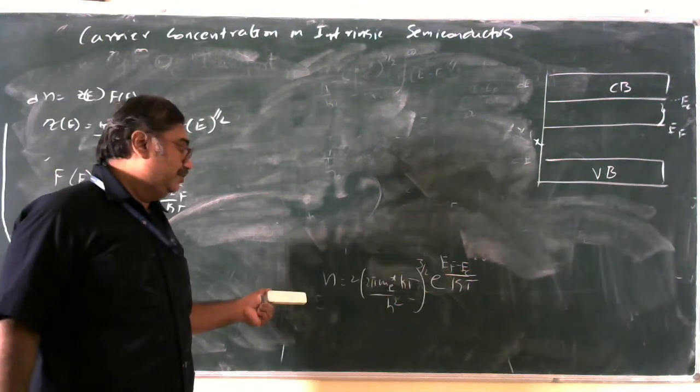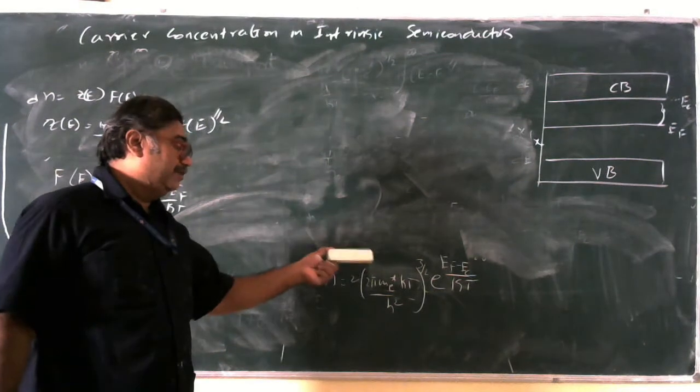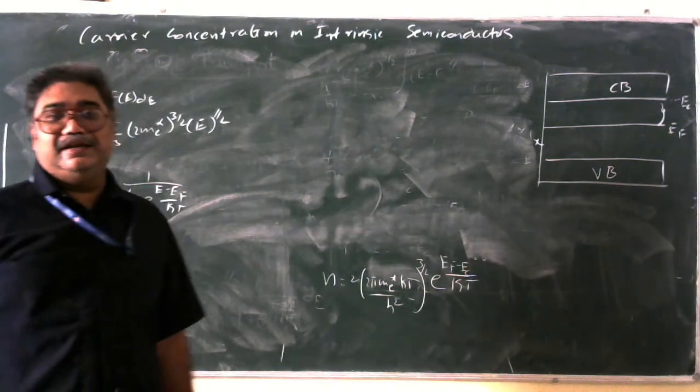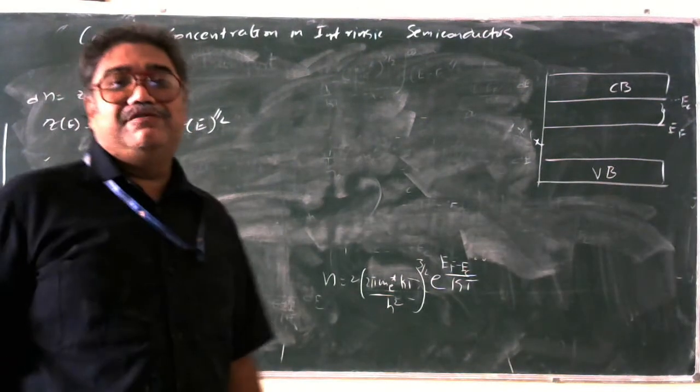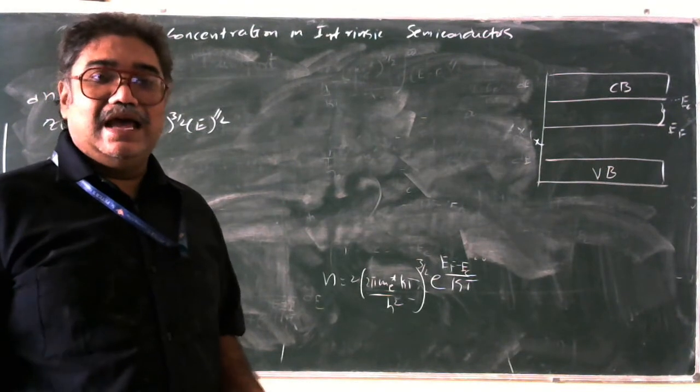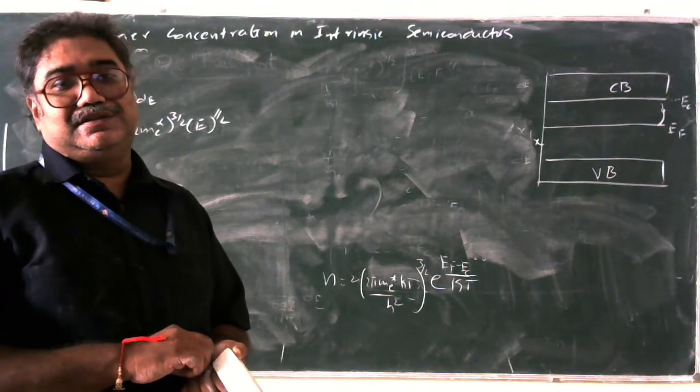So n = 2 (2π m* kT/h²)^(3/2) exponential of (EF − EC)/kT. So this explains the number of free electrons in an intrinsic semiconductor.